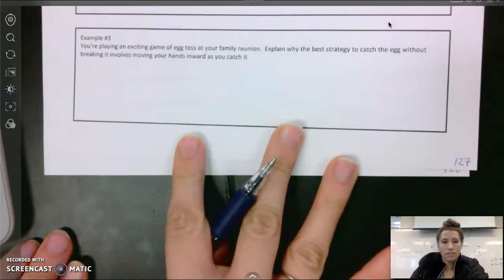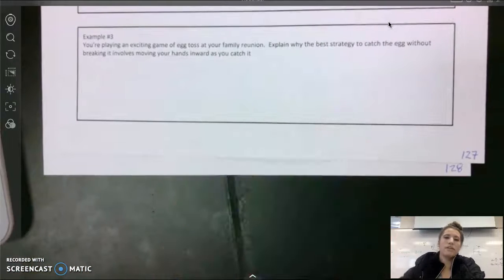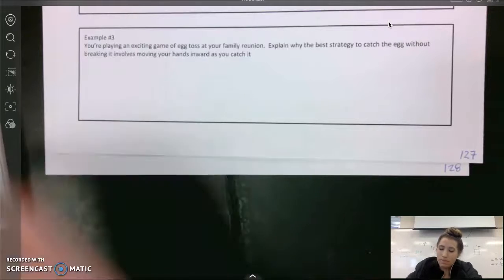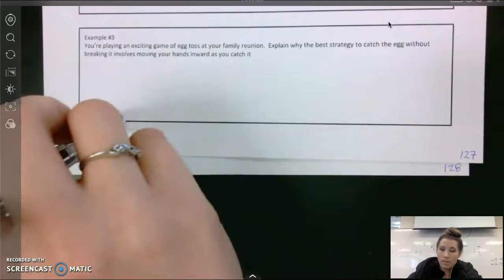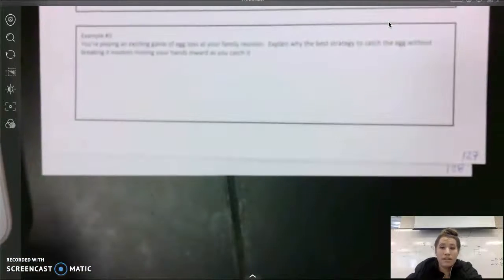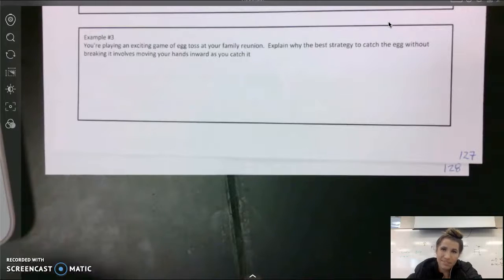Example number 3. You're playing an exciting game of egg toss at your family reunion. Explain why the best strategy to catch the egg without breaking it involves moving your hands inward to catch. Okay, for this one, focus on impulse, and I want you to hit pause, write down some thoughts, and then come back to it, and let's see if we have the same answer.